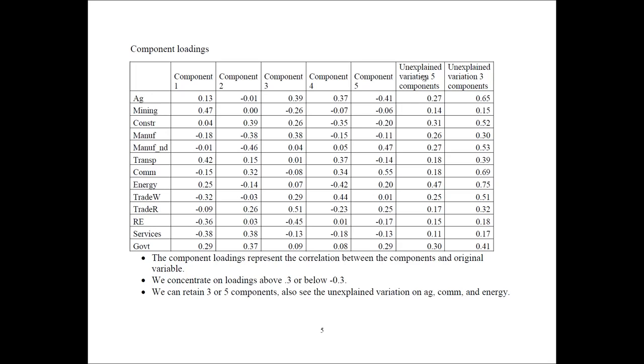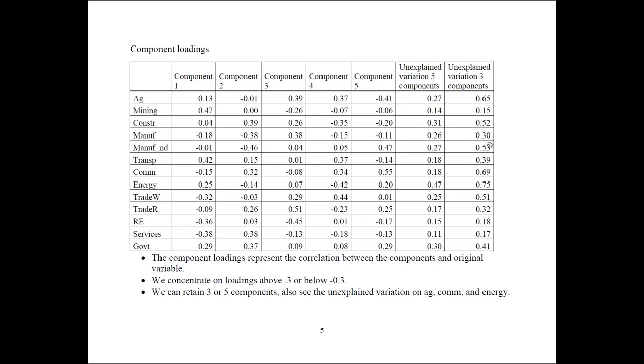Here you can see, if we use 5 components, what is the unexplained variation of the data. With 5 components, we only have 27% of the variation that we cannot explain. So these numbers are pretty good. I mean, we can explain most of the variation in the data. With 3 components, it's not as clear. For example, here, if we only use 3 components, we cannot explain 65% of the variation. That's quite a lot, actually. And here, we cannot explain 52% of the variation in the data, and so on.